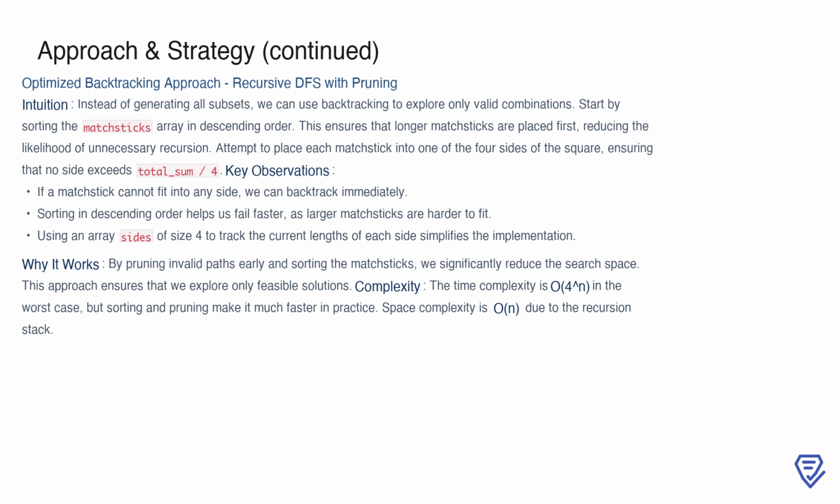invalid paths earlier. To implement this, we use an array of size 4 to keep track of the current lengths of the sides. This approach significantly reduces the number of possibilities we need to explore. Although the worst-case time complexity is still 4 to the power of n, pruning and sorting make it much faster in practice. The space complexity is n, because of the recursion stack used during backtracking.